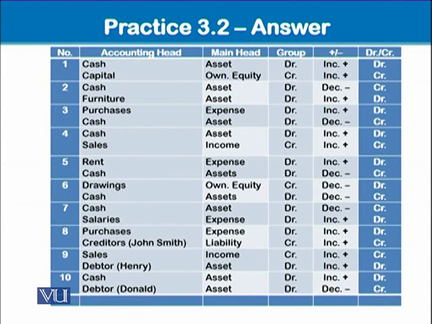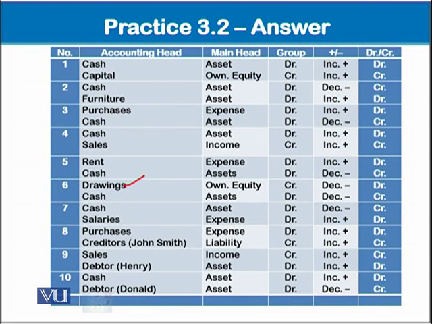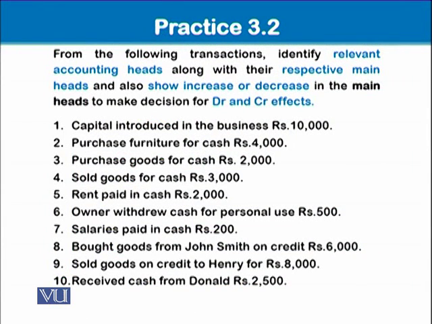Let's see, this is number 6, drawings and cash. Drawings, owner's equity is decreasing. Credit nature, when decrease, we have to debit it. And asset debit group is also decreasing. We are making payment in cash. So credit. Okay. And salaries paid in cash, 200.